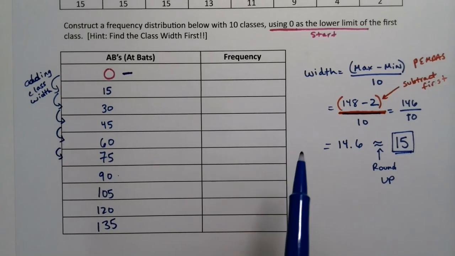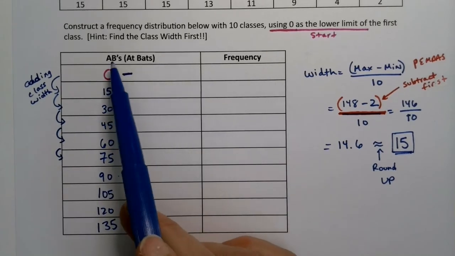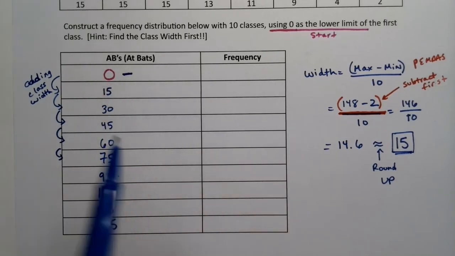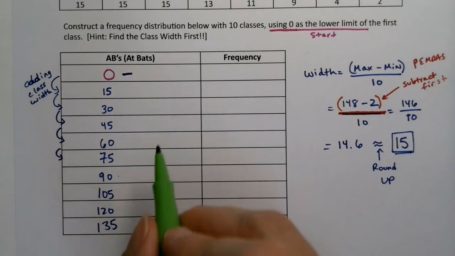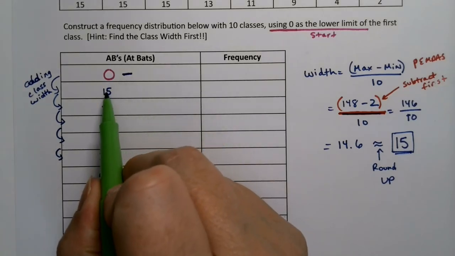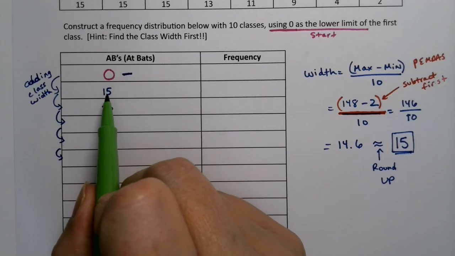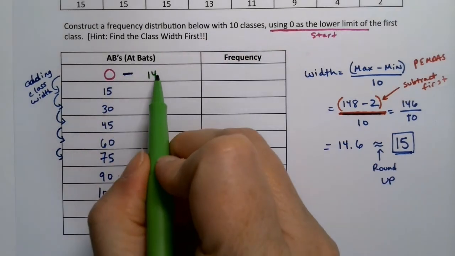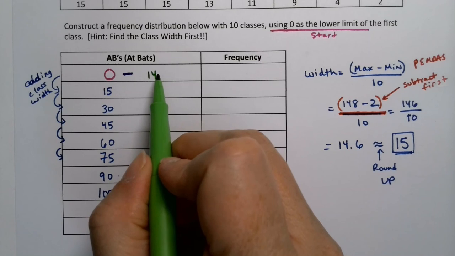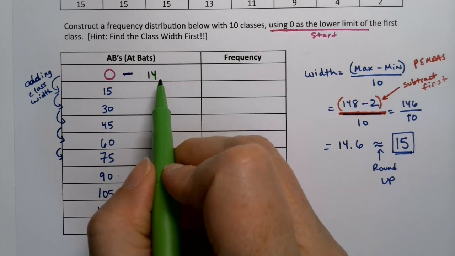Now, what about the upper class limits? Because this is basically the skeletal structure of what I want. Now I just need to figure out the upper class limits. So I have all the lower class limits. Well, okay, so I want the number that is below 15. So that would be 14. Now you could say 14.9, but decimal at bats are not possible, so there's no point in doing that.